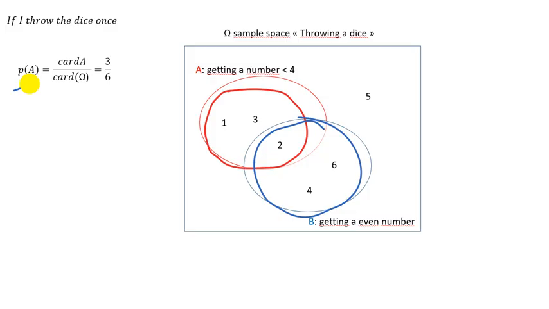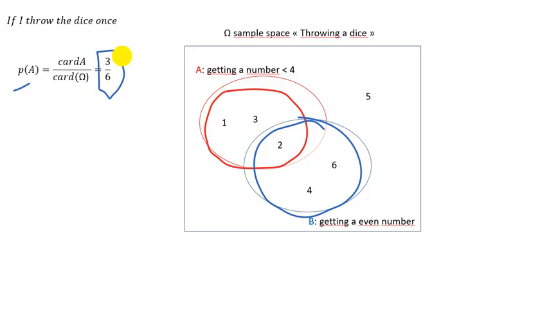So cardinal of omega is 6, and cardinal of A is the number of favorable outcomes. Now here, how many numbers are less than 4 in this experiment? We have 3, so cardinal of A is 3. So this is the probability of getting a number less than 4: 3 over 6, which is half, 50%.